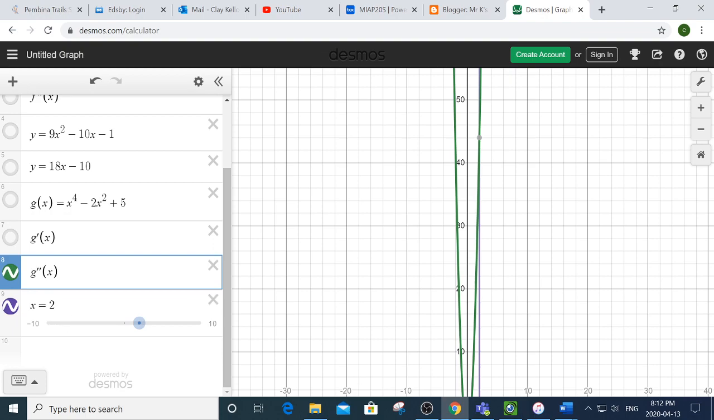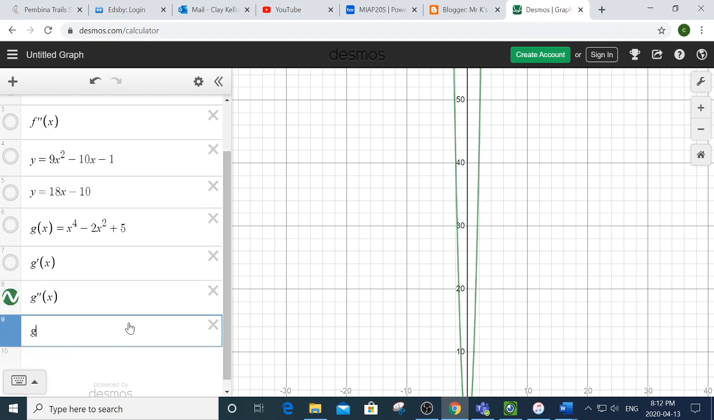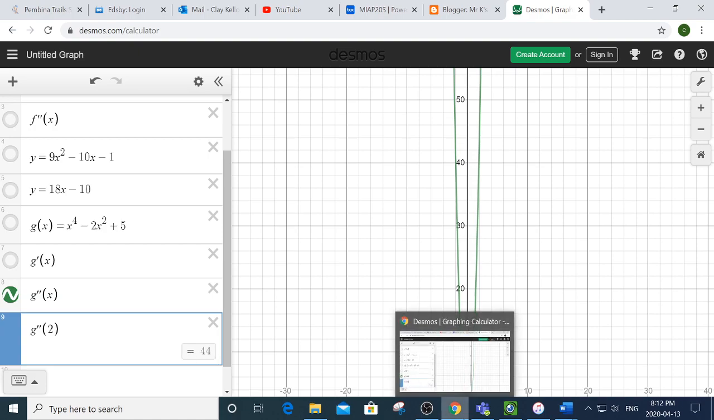And if you don't feel like actually trying to find a point where those two lines meet, another way you can do this is you can actually just ask Desmos to figure out for you what g double prime of 2 is. It'll tell you that it's 44.